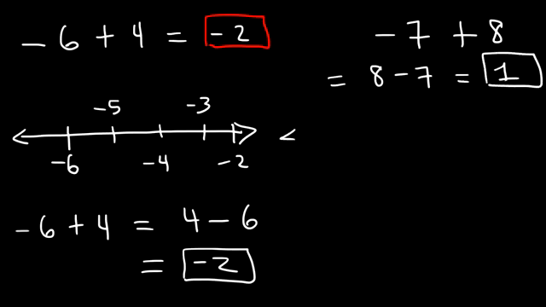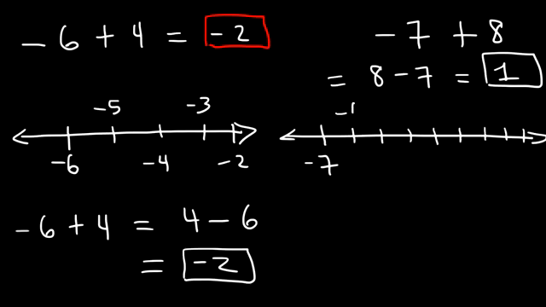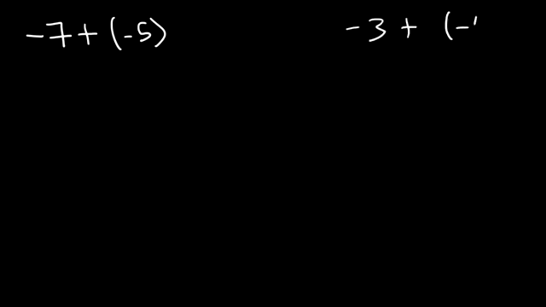But let's use the number line to confirm it. So let's start with negative 7 and let's travel 8 units to the right since we're adding 8 to negative 7. 1, 2, 3, 4, 5, 6, 7, 8. This is negative 6, negative 5, negative 4, negative 3, negative 2, negative 1, 0, positive 1. So negative 7 plus 8 is positive 1. Go ahead and try these. Negative 7 plus negative 5 and negative 3 plus negative 4.